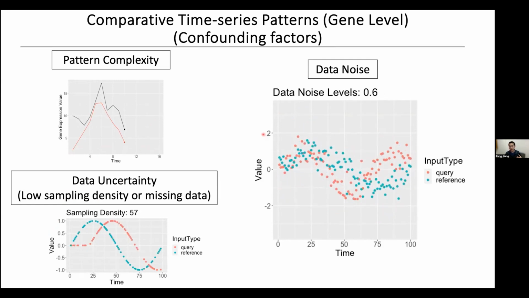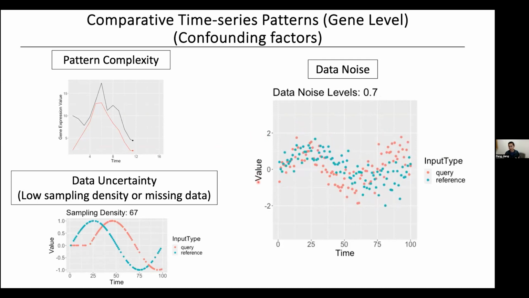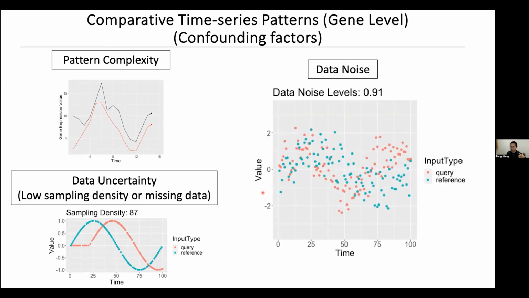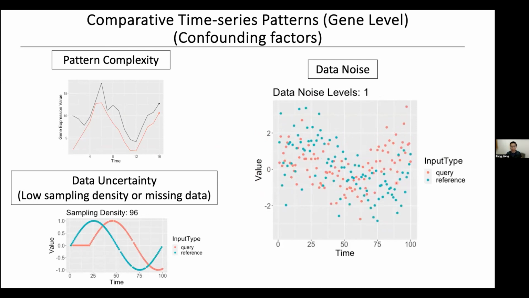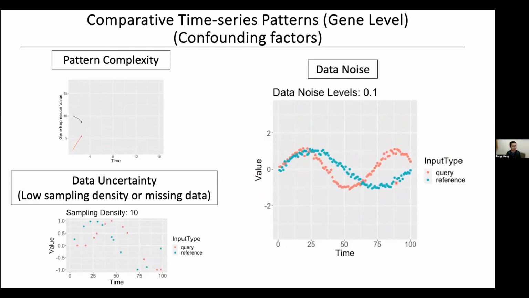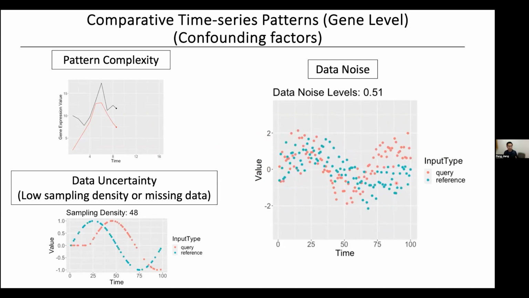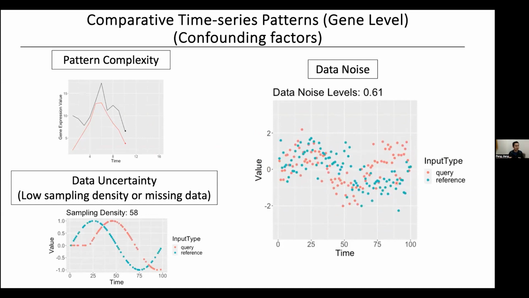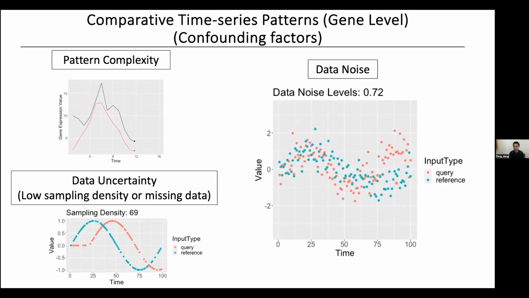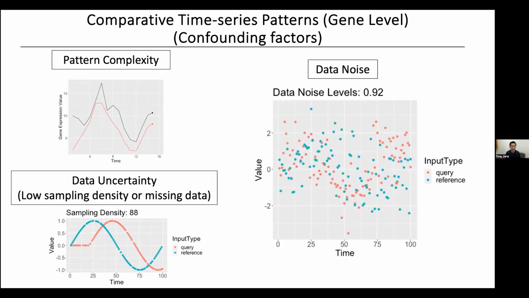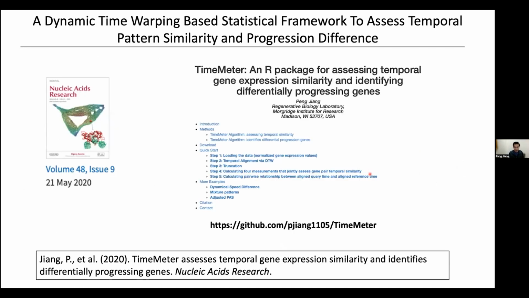The third confounding factor is data noise. As you know, we have individual variations and technical variations, and all these variations can make things more complicated, especially for time course data, because time course data essentially addresses pattern similarity and differences. Given such variation, how you can extract useful information from very noisy and low sampling density data is a question.